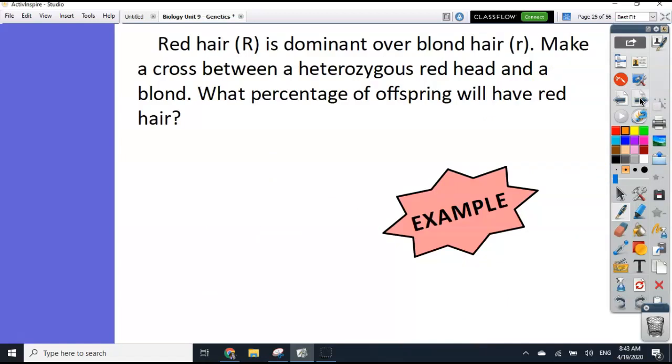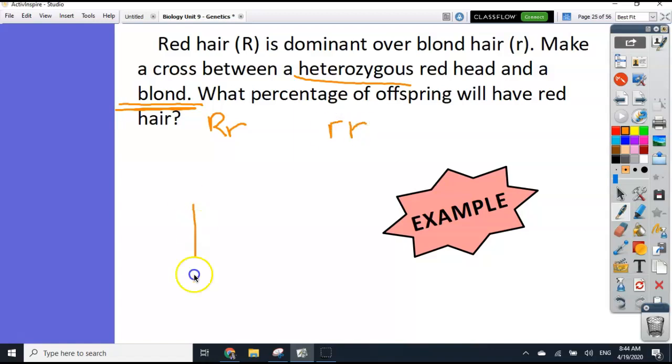All right, let's do this example together. Red hair is dominant over blonde hair. Make a cross between a heterozygous redhead and a blonde. All right, so first we need to figure out what the parents are, okay? So heterozygous, do you remember if that means 2 the same or 2 different? So it means 2 different. So one of the parents is going to have 2 different letters, so a big R and a little r, right? And then a blonde. So if this one has blonde hair, what letters are they going to have? It's going to be little r, little r.